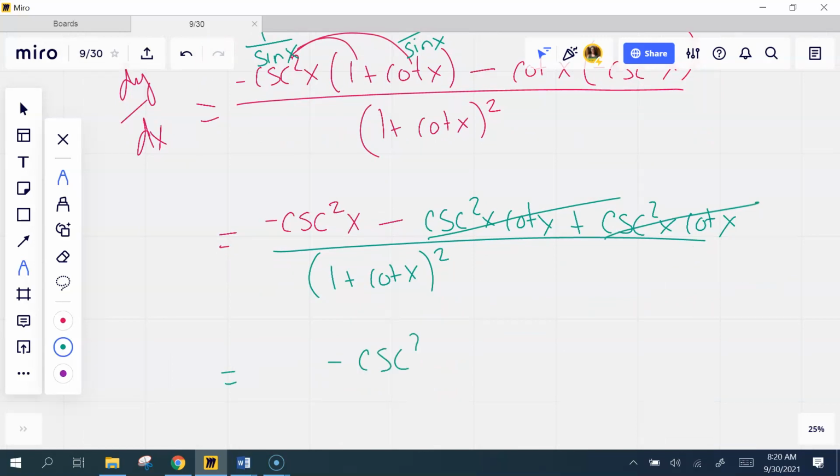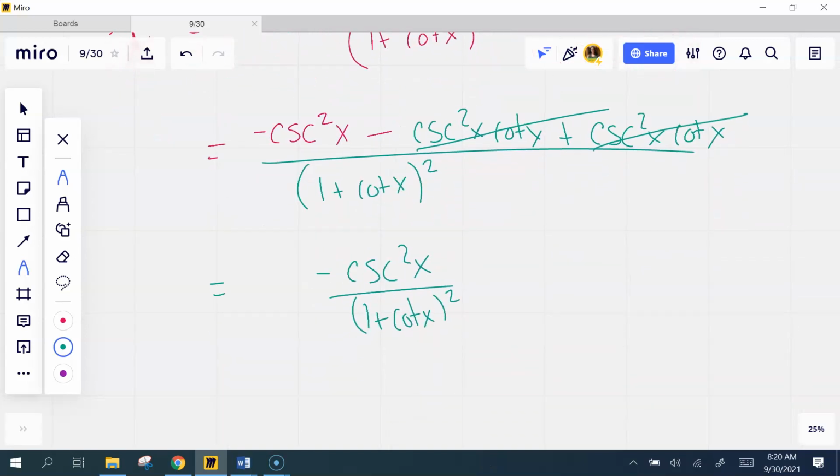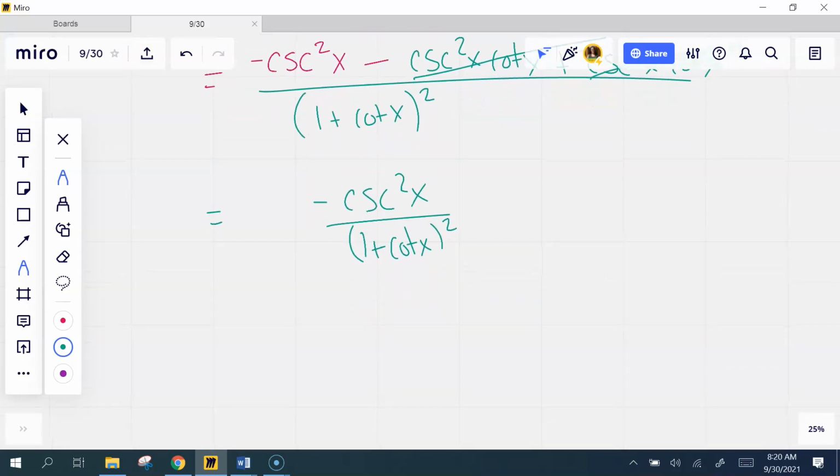Negative cosecant squared x over 1 plus cotangent squared x. No, there's nothing more that you could do. Okay, so I had that, and then I looked at the solution to see if it was right, and they went further, and they did 1 over sine squared x times 1 plus cosine squared x.